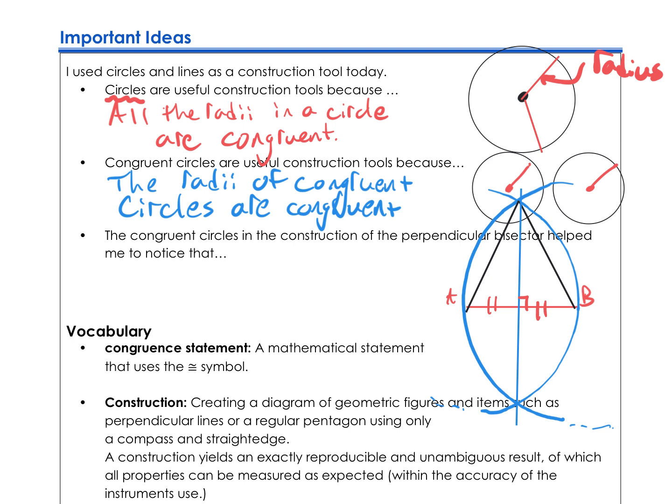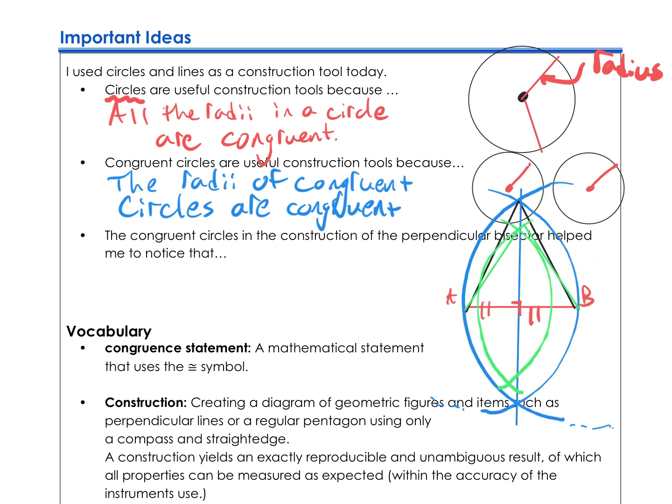So when we construct these circles, we see that all the points on this line are equidistant from A and B. Let me see if I can do one more circle to convince us of that. There's a circle from B, and I'm going to do the same size circle from A. Pretty close. Notice they both cross on this. So those are equidistant from A and B. They're the same distance.